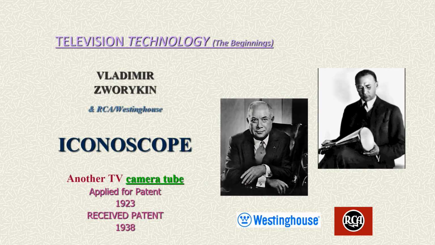What he comes up with is the iconoscope, and of course, with the support of David Sarnoff, who was the head of RCA. The iconoscope is another kind of camera image tube. It's taking a scene and turning that image into electrical current that is then going to be displayed on another technology. They apply, as Westinghouse, for a patent in 1923, but don't receive the patent until 1938.